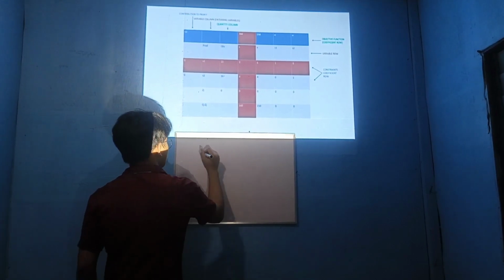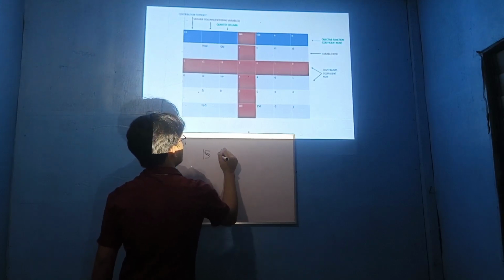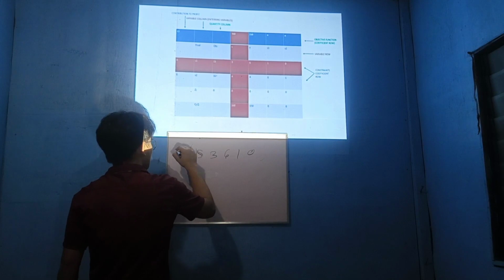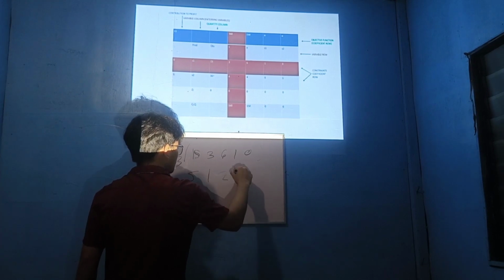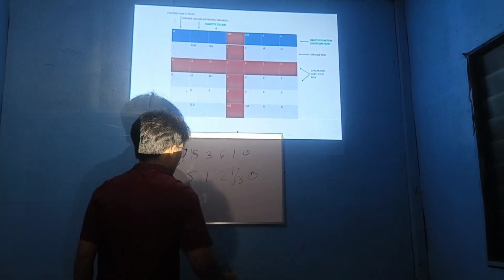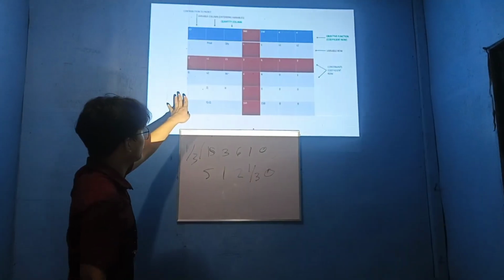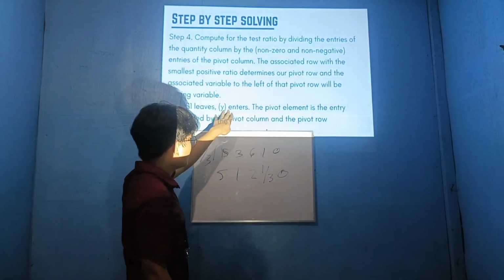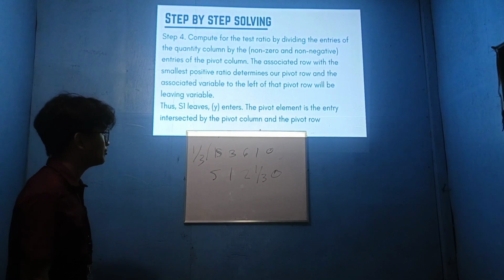Here we have 15, 3, 6, 1, 0. And we need to divide to, or times 2, 1/3. Here we get 5, 1, 2, 1/3, and 0. This is our new slack variable y. Thus, S1 leaves and y enters, the pivot element is the entry intersected by the pivot column in the pivot row.